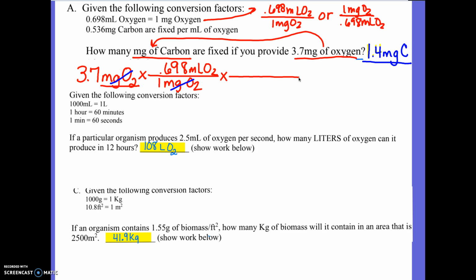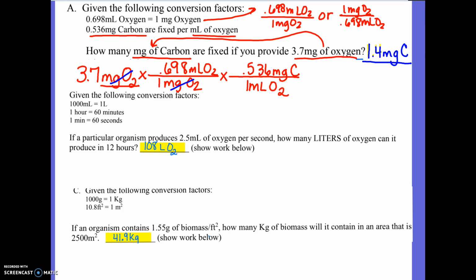So I see my second conversion factor here. 0.536 milligrams of carbon are fixed per milliliter of oxygen. Again, I want to cancel milliliters of oxygen. So my 1 milliliter of oxygen is going to go on the bottom, and my 0.536 milligrams of carbon is going to go on the top. Again, I could flip this if I wanted to cancel milligrams of carbon instead, for example.